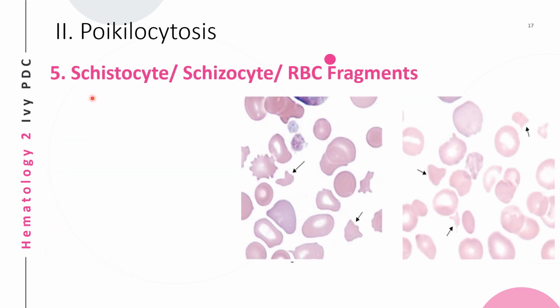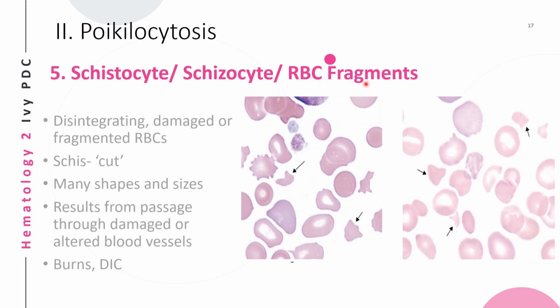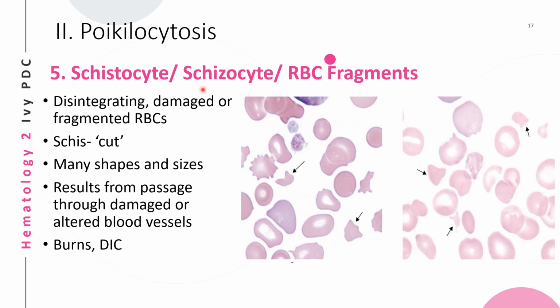The fifth poikilocyte is a schistocyte, also known as a schizocyte or an RBC fragment. These cells are disintegrating, damaged, or fragmented red blood cells as seen in this picture. We call them schistocytes because schist means cut. These types of cells appear like red blood cells that have been cut into pieces.